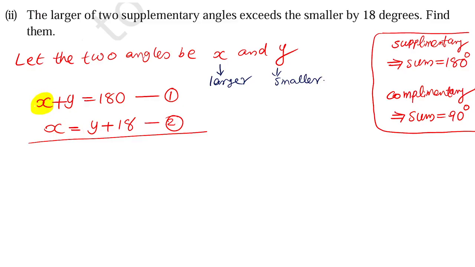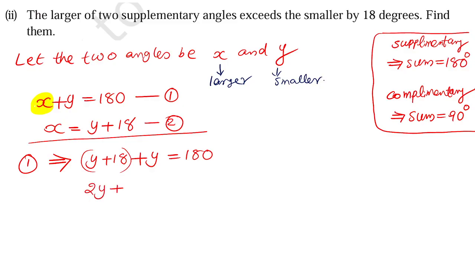So the first equation reduces to: this x is replaced by y plus 18. Just put a bracket, plus y is equal to 180. What happens next? y plus y will be 2y, correct? Plus 18 is equal to 180.